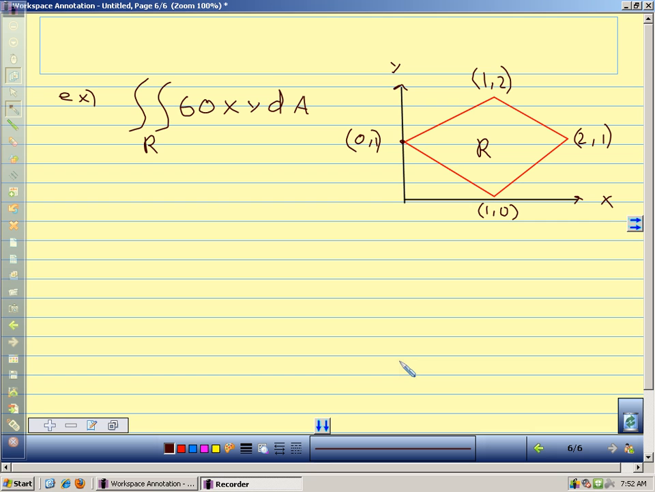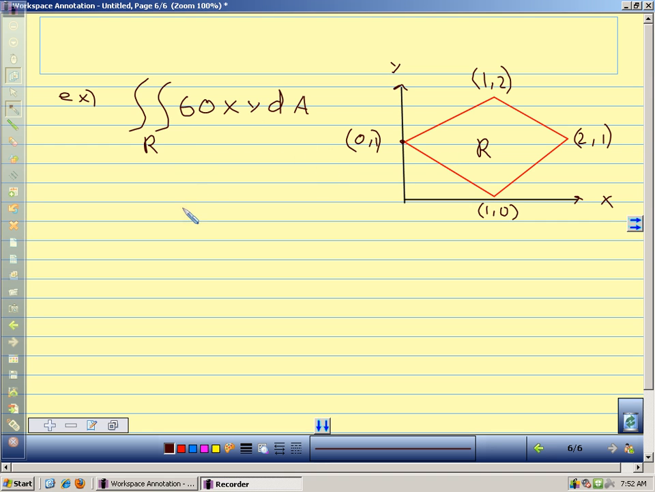So if we were going to evaluate this integral using rectangular coordinates, if we used vertical rectangles, from 0 to 1, we would have to integrate between these two boundaries, and from 1 to 2, we'd have to integrate between these two boundaries. So we'd have to switch boundaries. We'd have to do two multiple integrals to evaluate this integral over this region.